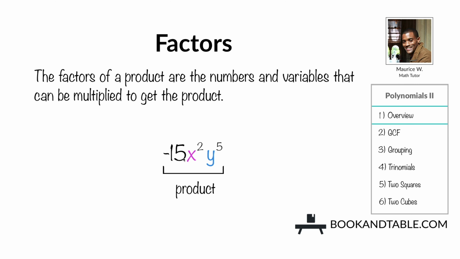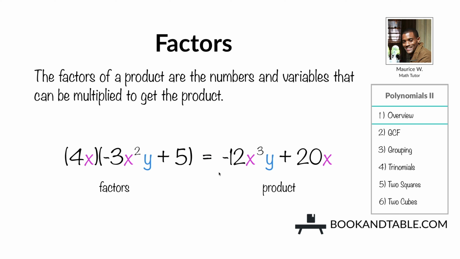Now let's say you had a term that had both numbers and variables. Negative 15 x squared y to the fifth is a product because you are multiplying negative 15 times x squared and multiplying these times y to the fifth. Right? So it's a result of multiplication, so it's our product, which lets us know that the individual pieces of that product are our factors. So the factors of negative 15 x squared y to the fifth are negative 15, x squared, and y to the fifth. Now that is for a monomial.